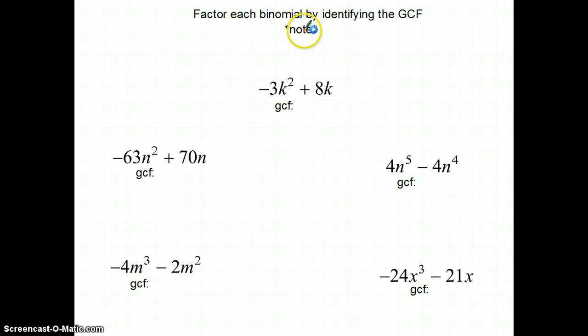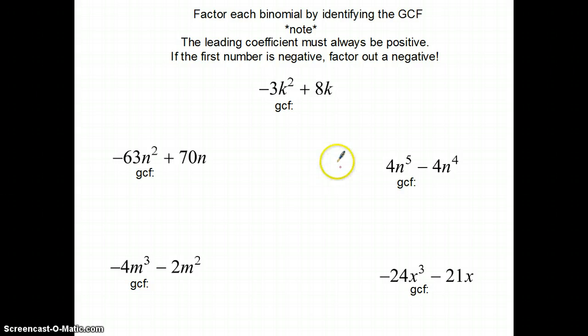Also, what we need to note is that your leading coefficient, just to remind you, is the very first coefficient of your polynomial. So for example, in something like 8x to the third minus 5x, the leading coefficient is the 8. It's the coefficient of the very first term. This number must always be positive. If this number is negative, then we have to make sure we factor out a greatest common factor that is negative in order to change that leading coefficient to a positive.